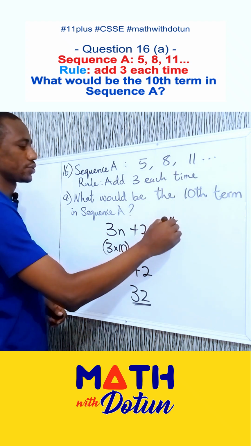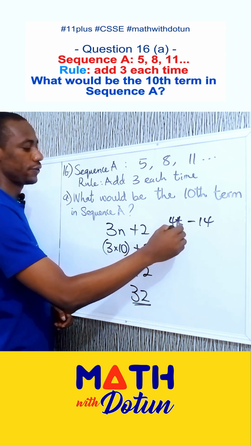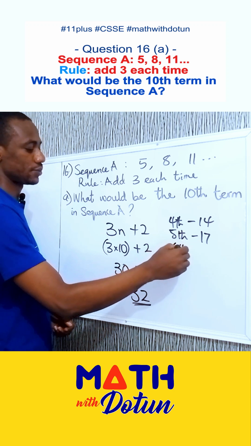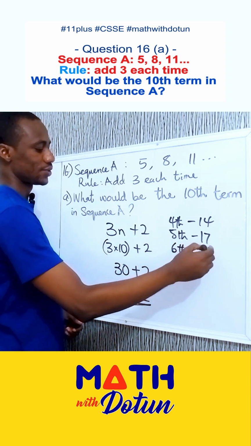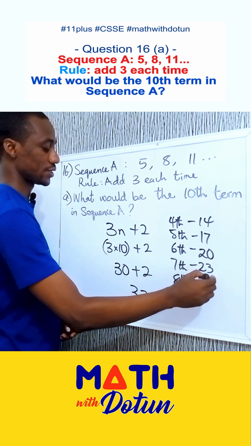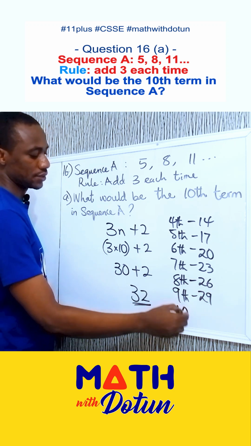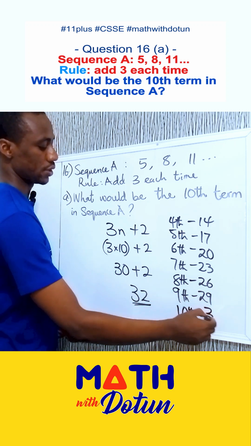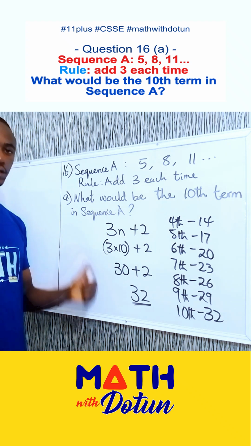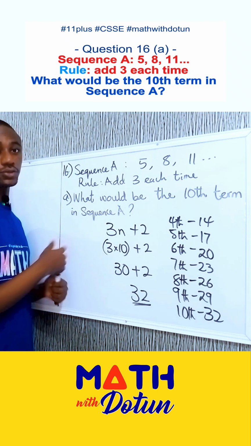This is the third term already, so the fourth will be 11 plus 3, that will be 14. The fifth term will be 14 plus 3, that will be 17. The sixth term will be 17 plus 3, 20. Seventh term, 23. Eighth term will be 26. Ninth term will be 29, and the 10th term, that's 29 plus 3, that is 32. So if you keep adding the 3, you will also get the answer. If that is faster for you, it's good. But you need to learn this method, how to find the nth term rule.